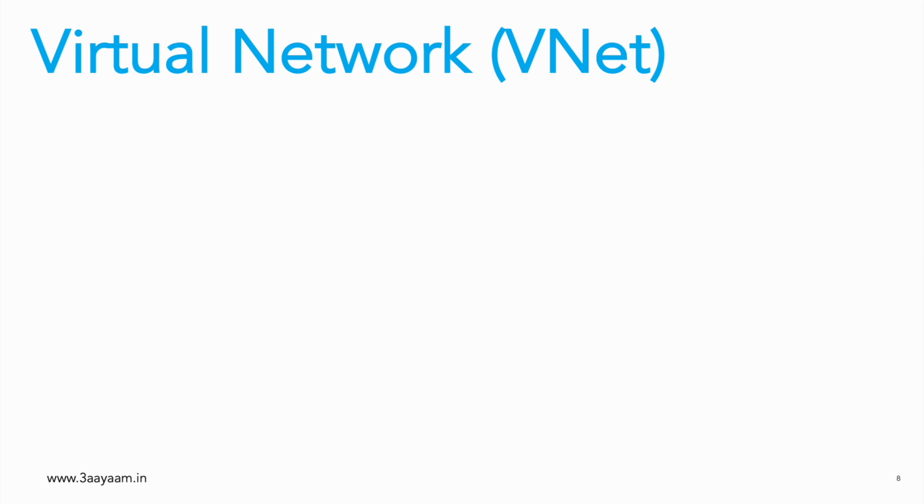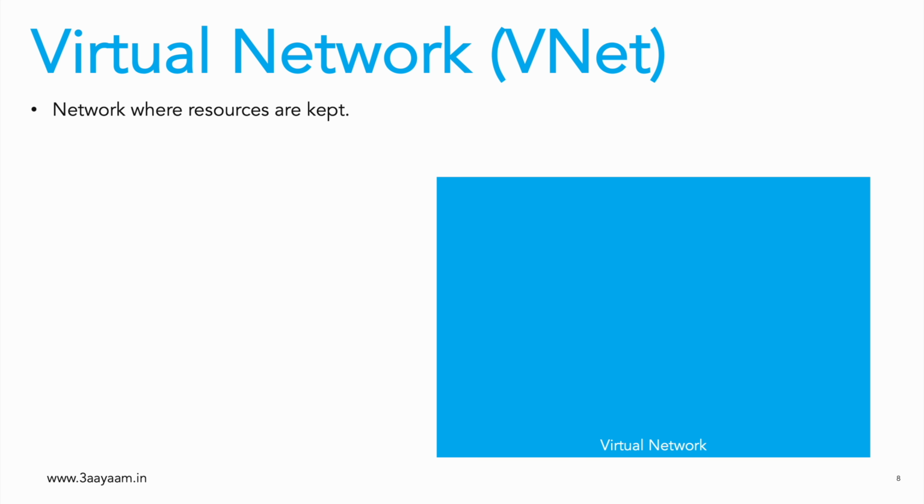Virtual network or VNet is a resource where other resources are kept. So this is a networking resource, or you can think of it as a router inside of which all the other resources are kept. Because it is similar to a router, a virtual network will have a network address. And the network address would be a private network address with CIDR ranges.